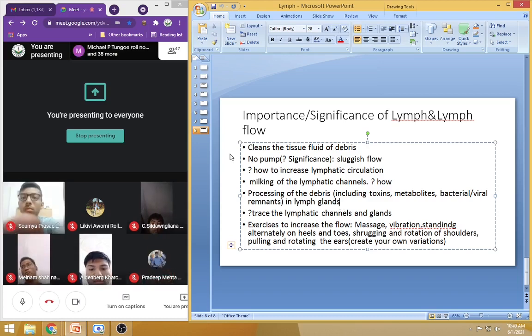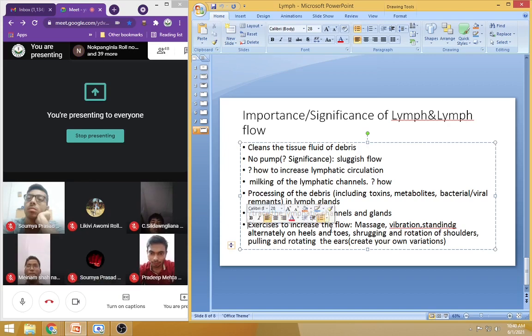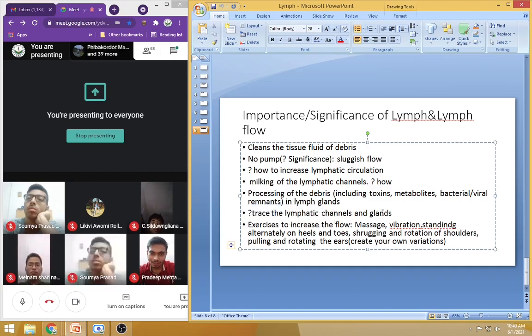It is always advisable to move your muscles so that your lymphatics also go on pumping, right? So, how can we increase the flow? We need exercises, starting from muscular movement, which will increase the flow. Massage, any vibration that moves these muscles. And then, of course, standing alternately on heels and toes, right?